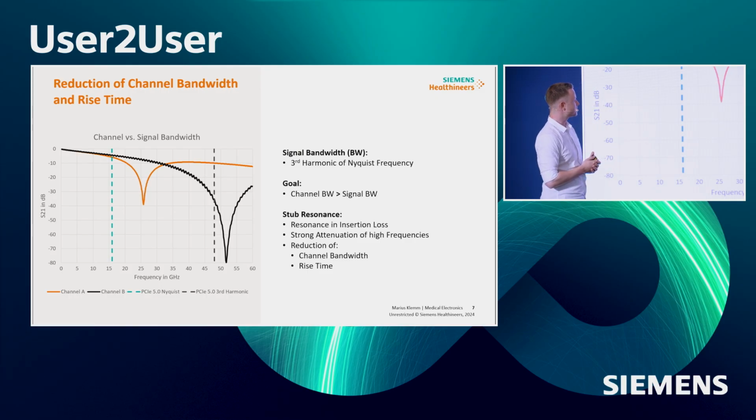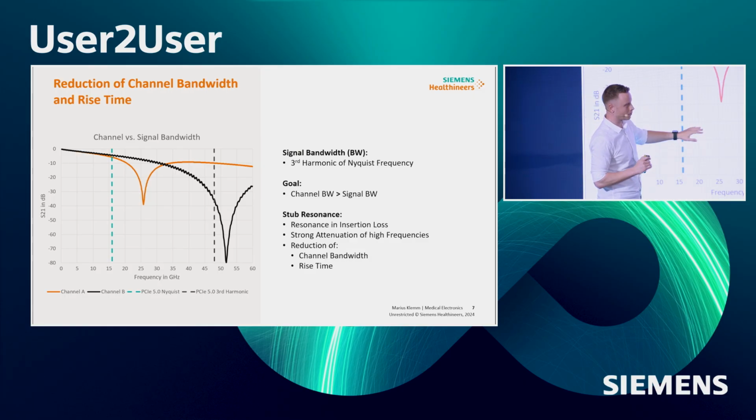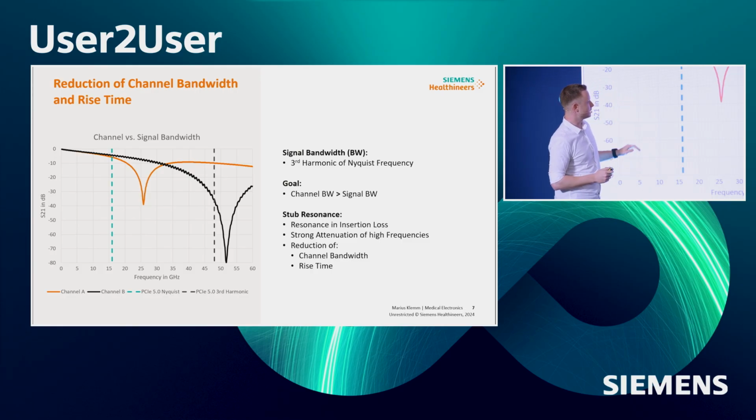And now to compare both channels, what are the insertion losses? The channel and the eye diagram on the last slide was PCIe Gen 5, for example, where we have a Nyquist frequency at 16 gigahertz and a third harmonic, which would be the appropriate bandwidth of our signal, at around 45 to 50 gigahertz. And what we don't want is any resonance within this area, because within this area there's the main signal energy.